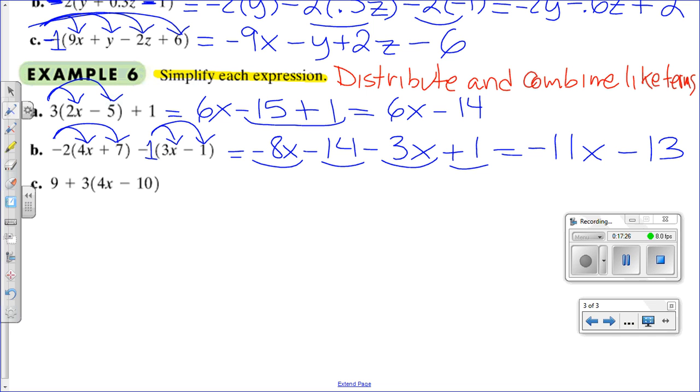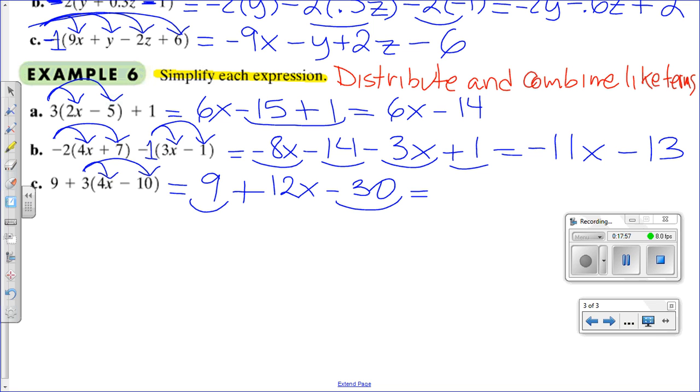And the last one, be careful and do not, I know you will be tempted to add 9 plus 3. The reason you cannot do that is because multiplication must be done before addition. So this will be 9 plus, and then you distribute the 3. So it will be 3 times 4x, that will be 12x. And then 3 times -10, so that will be -30. Now after we multiply, we go ahead and combine like terms, which is the case with 9 minus 30.